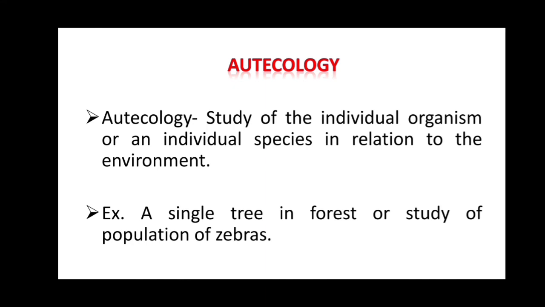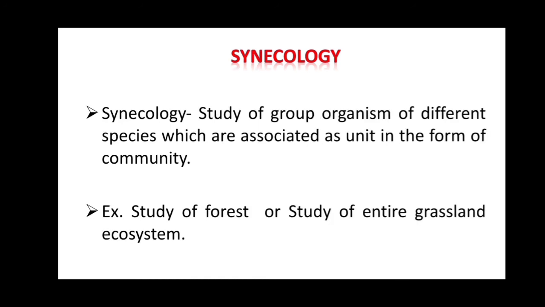Again, the next point is autoecology. Autoecology is the study of a single organism or an individual species in relation to the environment. For example, a single tree in a forest or a study of a population of zebras. Synecology is the study of organisms of different species which are associated as a unit in the form of a community. For example, the study of a forest or of an entire grassland ecosystem. So this is about autoecology and synecology. Auto means study of a single one, and synecology means study of the community, or study of a unit.